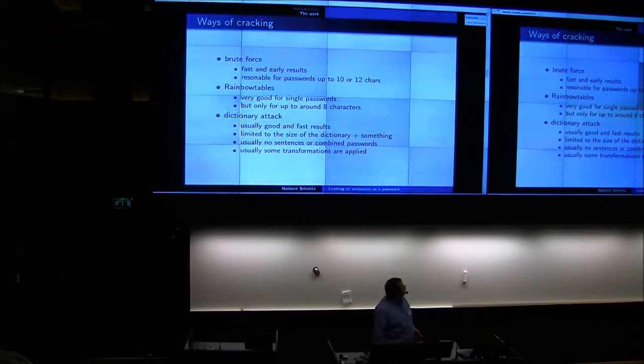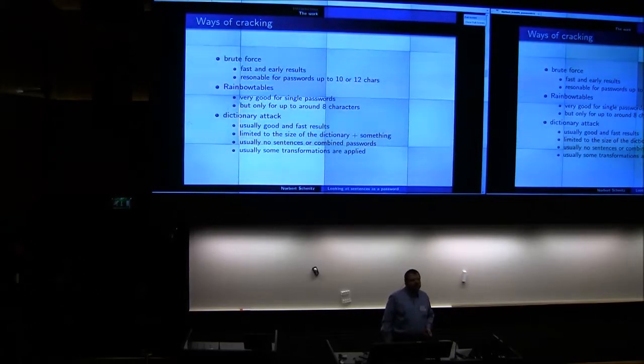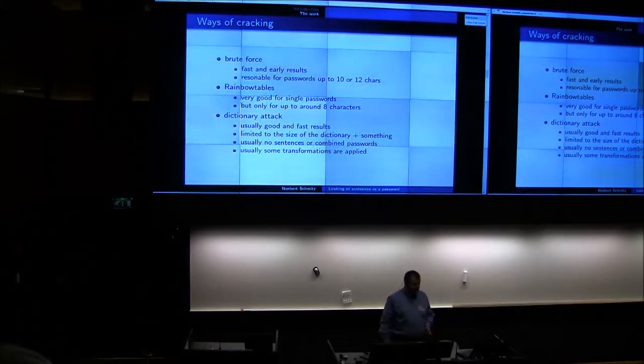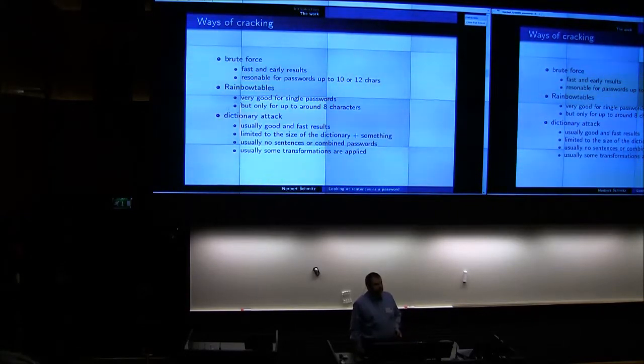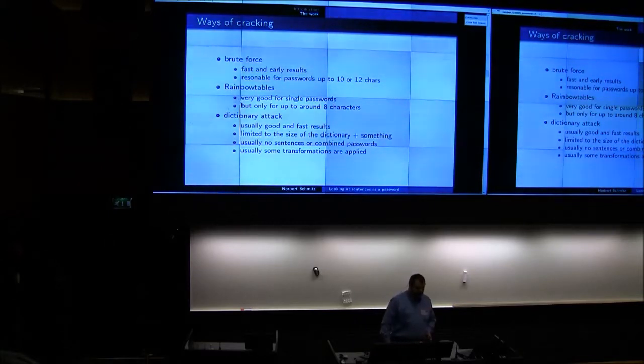So the next attack would be a dictionary attack, which is usually good and fast, but there are some limitations. One limitation is the size of the dictionary. You can more or less only track passwords which are in your dictionary. You can do some transformations on these passwords, but still, if you have a combined word, this combination has to be in your dictionary. And usually you don't have sentences in it, and you have only combinations you already have seen in other leaks or in already tracked passwords.